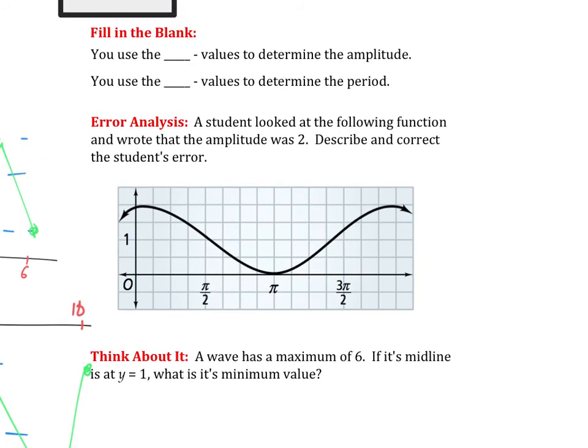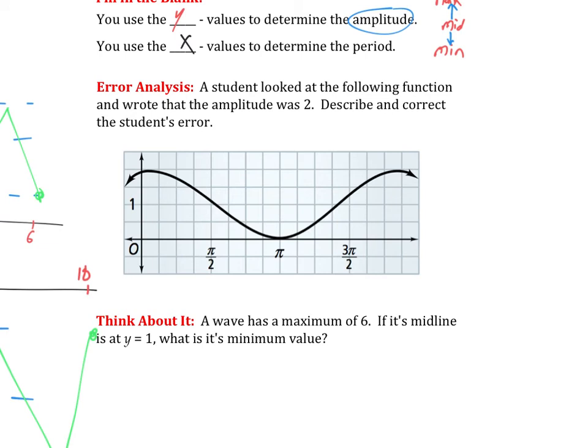To wrap things up, you are going to use the y values of a function to determine amplitude. Because remember, amplitude is the distance between the midline and the min, or the midline and the max. So as long as you know the middle, you can figure out the amplitude by going from midline to the max or midline to the minimum. Your x value determines the period of the function. How long does it take before something repeats itself?